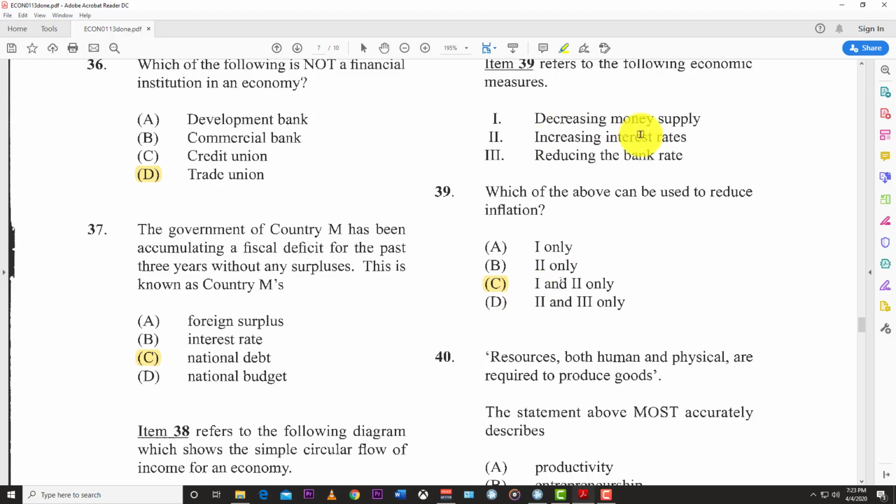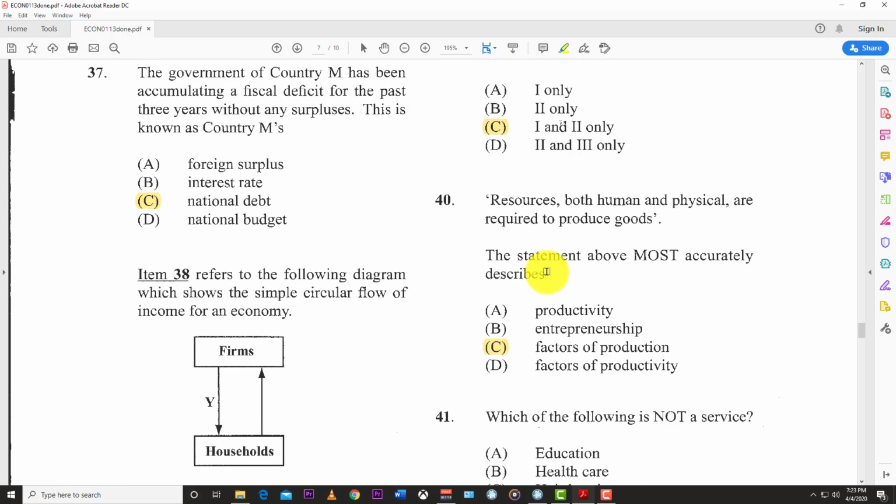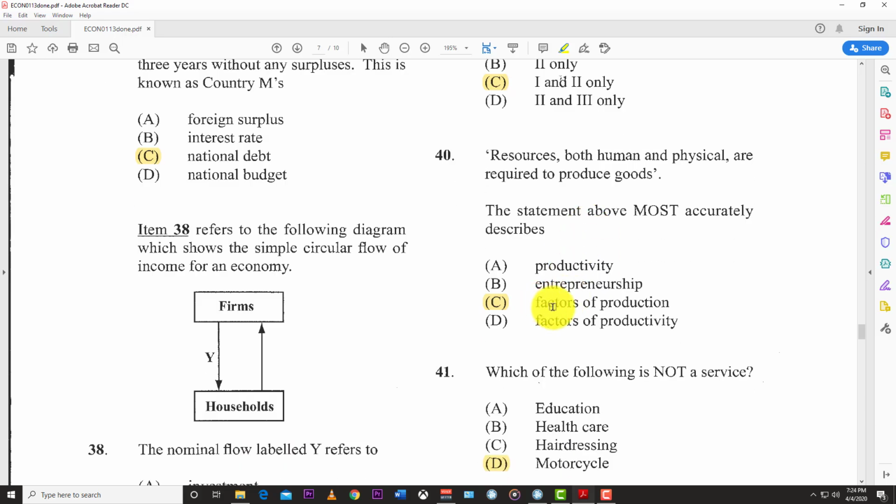Decreasing the money supply would cut back on how much people have to spend, and increasing interest rates would deter people from borrowing, so all that would cut back on spending, therefore reducing the inflation rate in the economy. 40, resources both human and physical are required to produce goods. The statement must accurately describe factors of production.